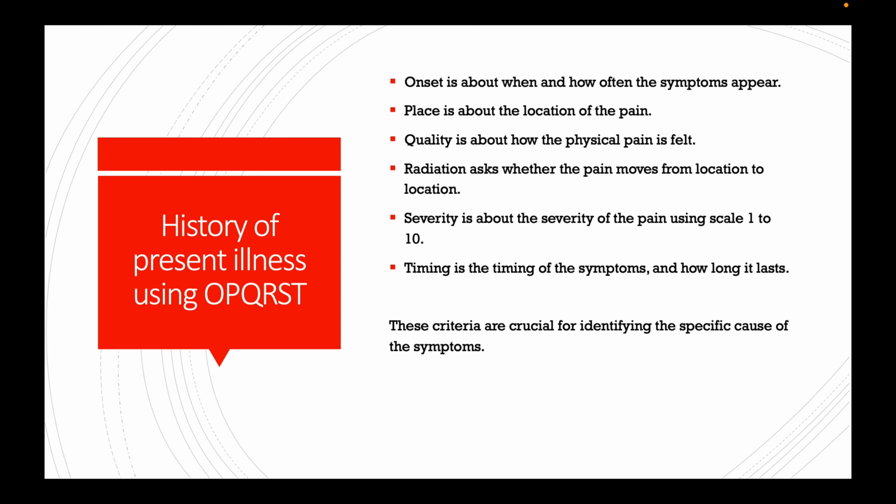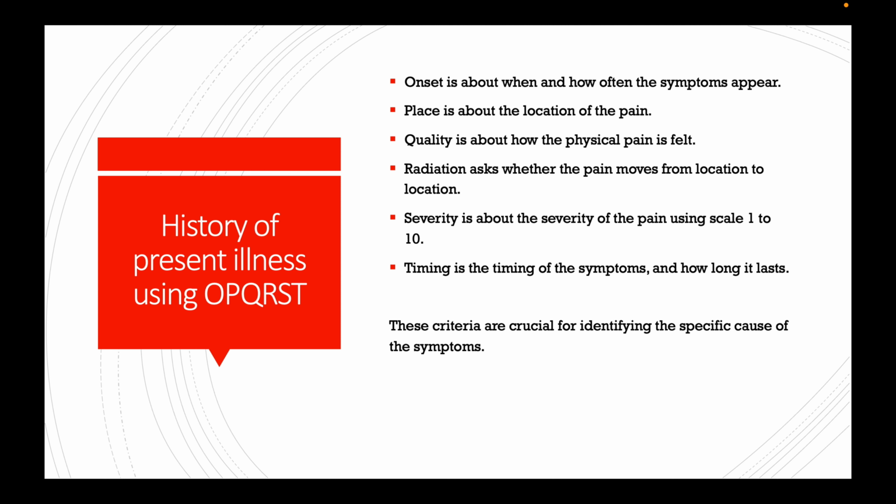R stands for radiation, and it asks whether the pain moves from location to location. S is for severity, and it's about how severe the pain is. Usually you use a scale from 1 to 10 and you ask the patient how severe the pain is. Now T stands for timing, and timing is basically the timing of the symptom. So basically it's how long the symptom lasts.